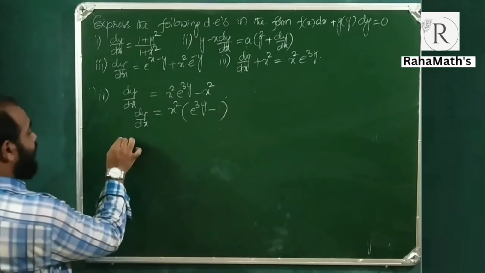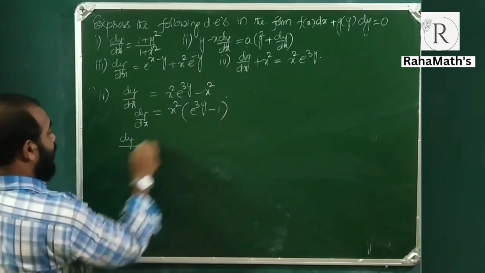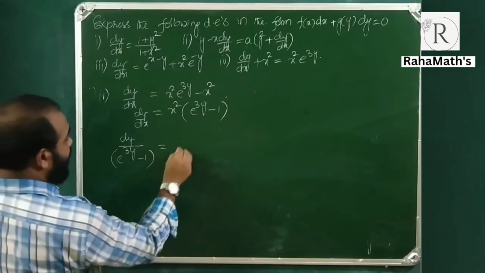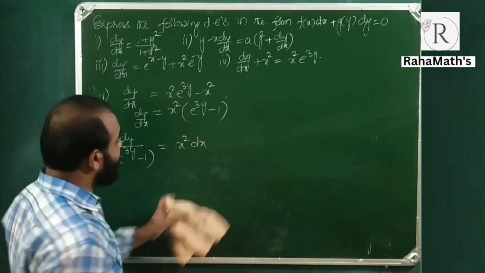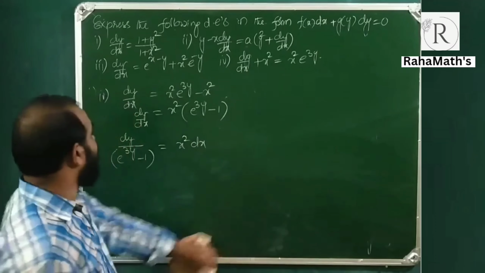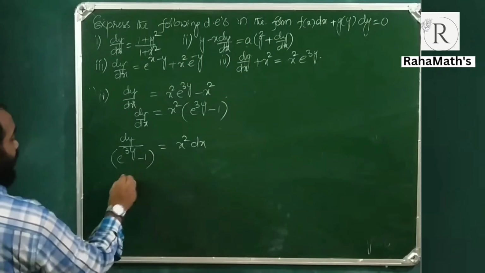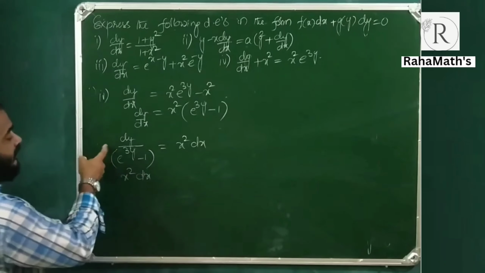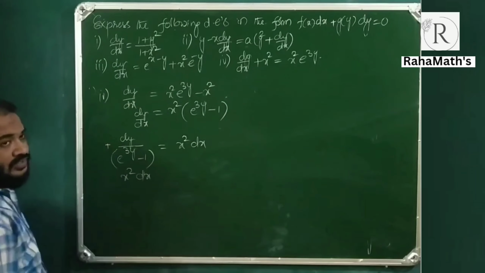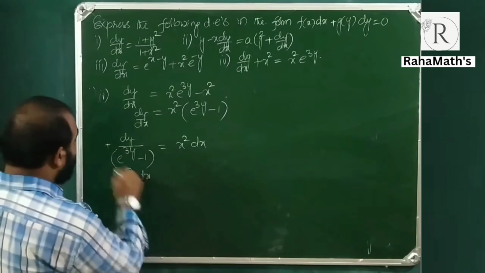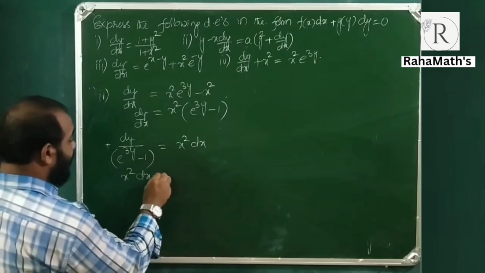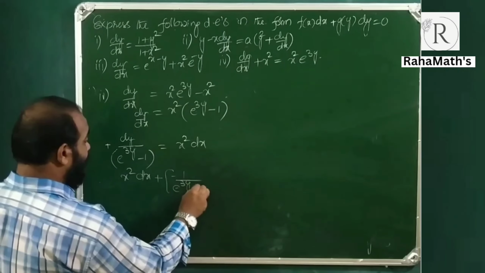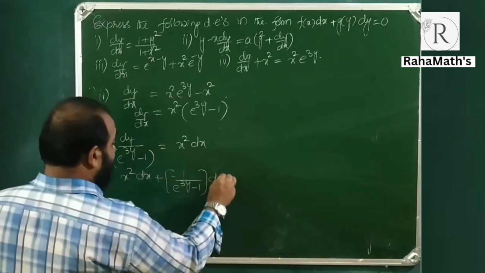So this can be written as dy by e power 3y minus 1 is equal to x square dx. Just have done the cross multiplication. Therefore, this is x power 2 dx. This is plus; if you transpose onto another side, it is minus. So this can be written as x square dx plus minus 1 by e power 3y minus 1 dy equals 0.